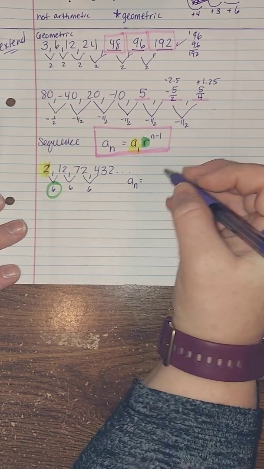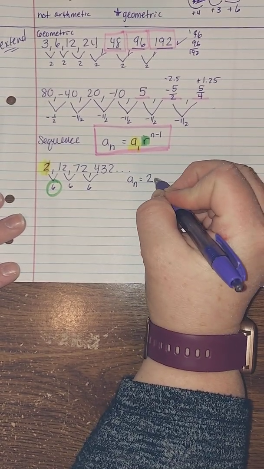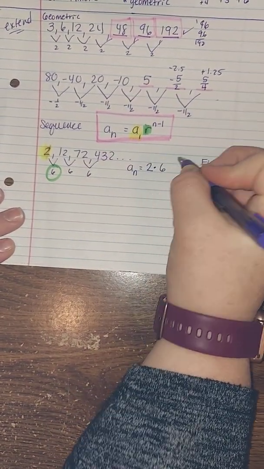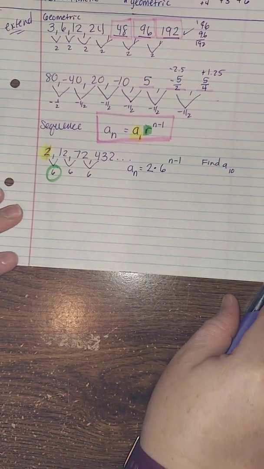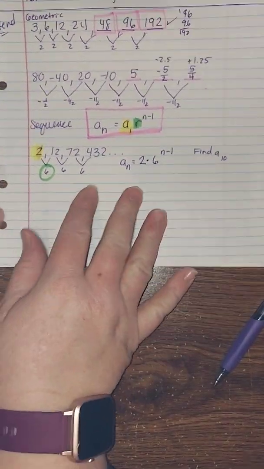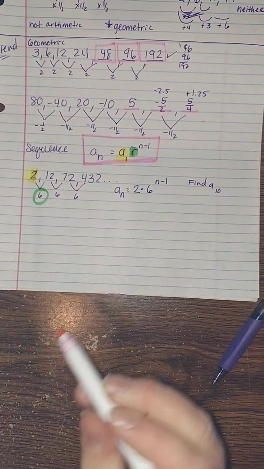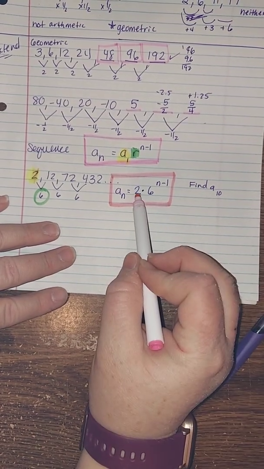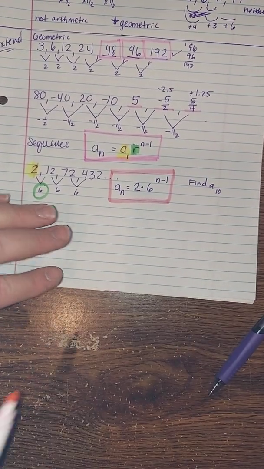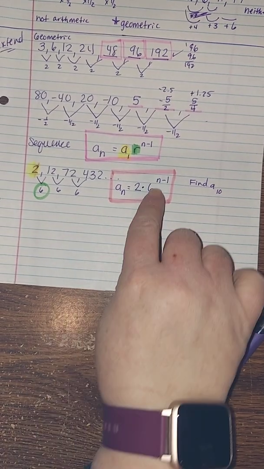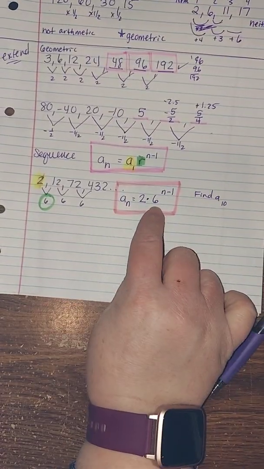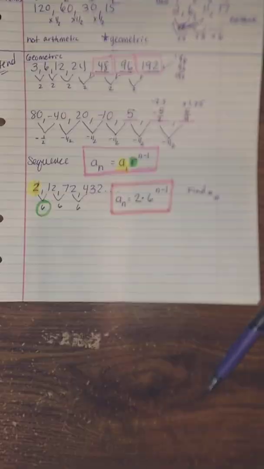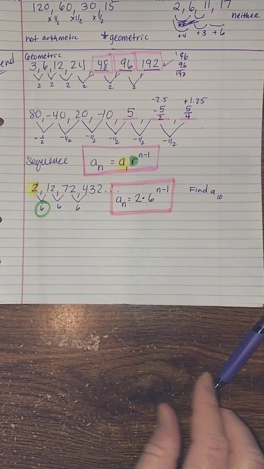A sub n equals 2. I want you to put times, like a dot, 6 to the n minus 1 power. Okay, did you get that? Do not take 2 times 6. According to the order of operations, what would you have to do first? You would have to do the exponent. So do not touch that. Remember how we talked about a 2 will make something steeper? You leave that just like it is, okay?